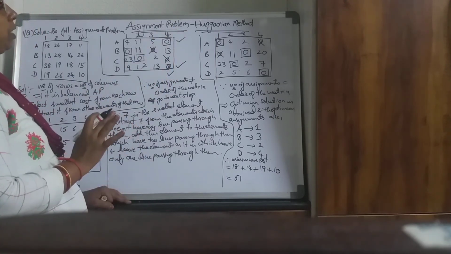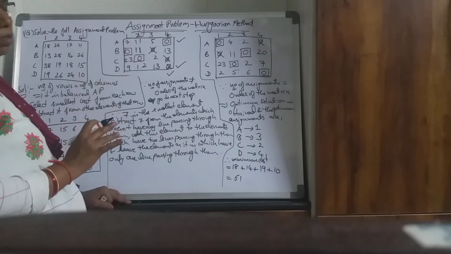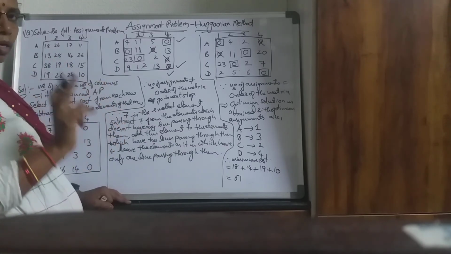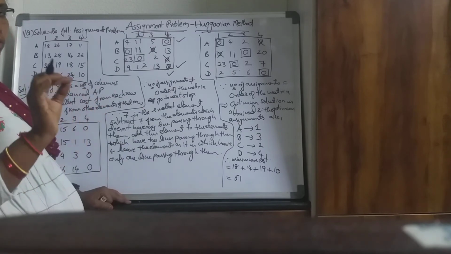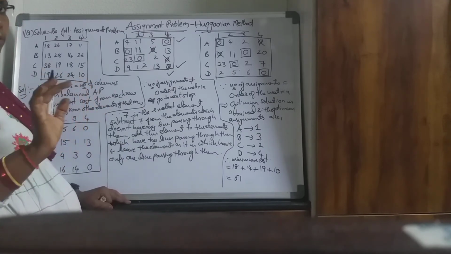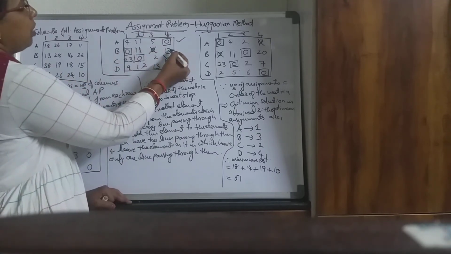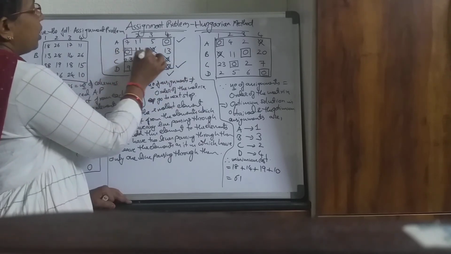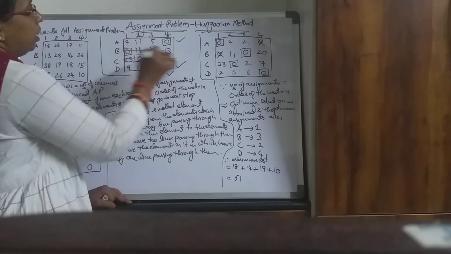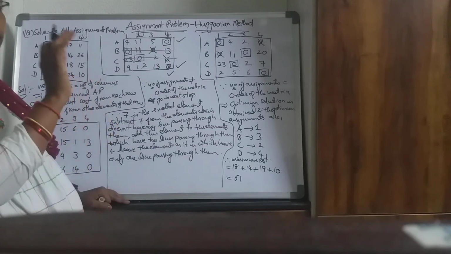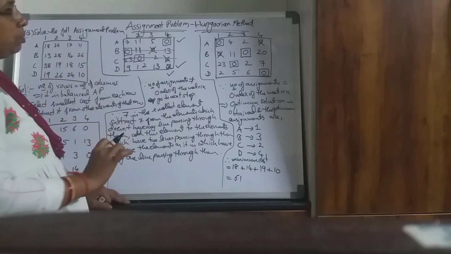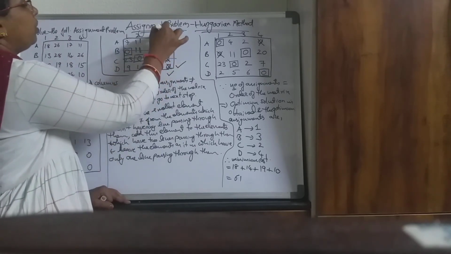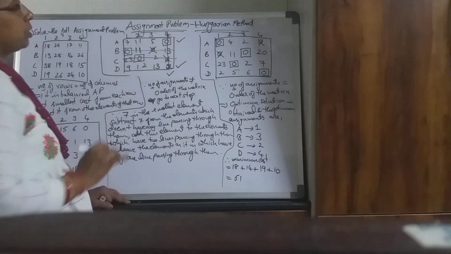Now after putting tick marks, you draw the lines. Draw lines to unmarked rows. That means draw lines to the rows which don't have any tick mark. So here I don't have a tick mark on the second and third rows, so I will draw lines to these 2 rows. And draw a line to the marked column. That means the column where you have a tick mark, draw a line to that column.